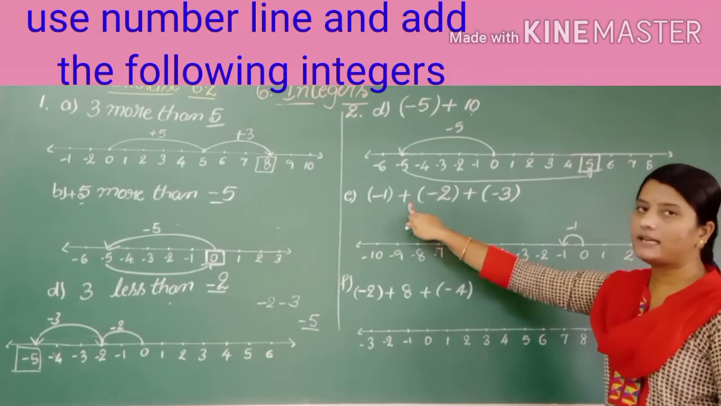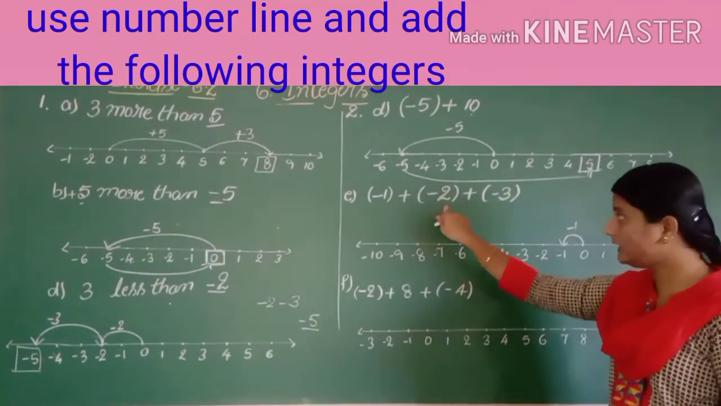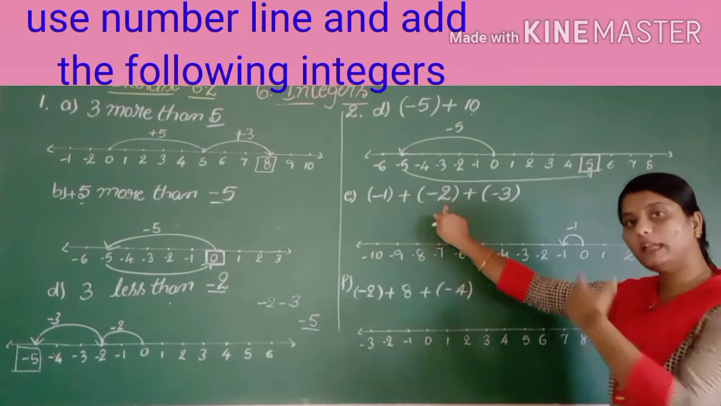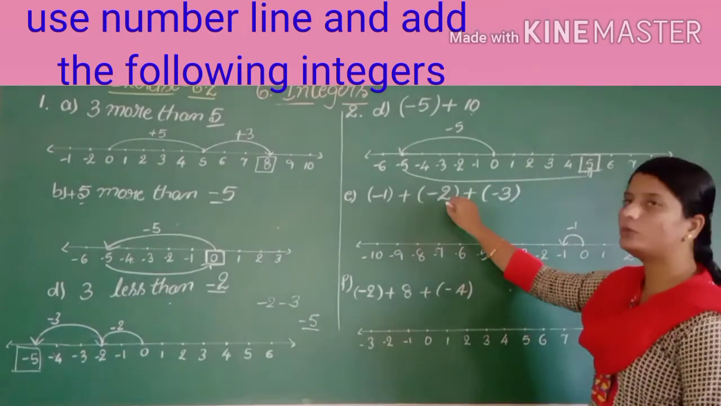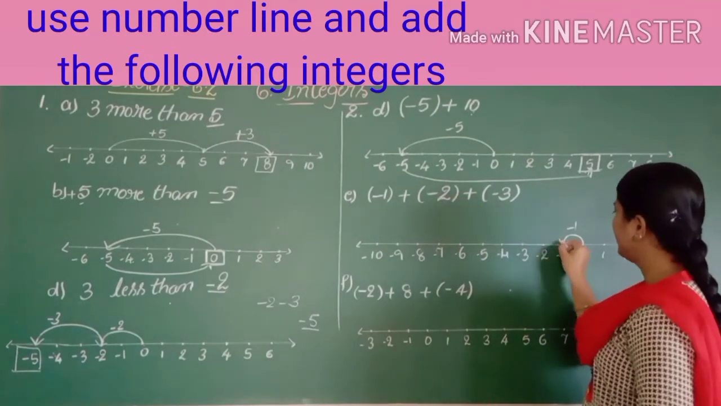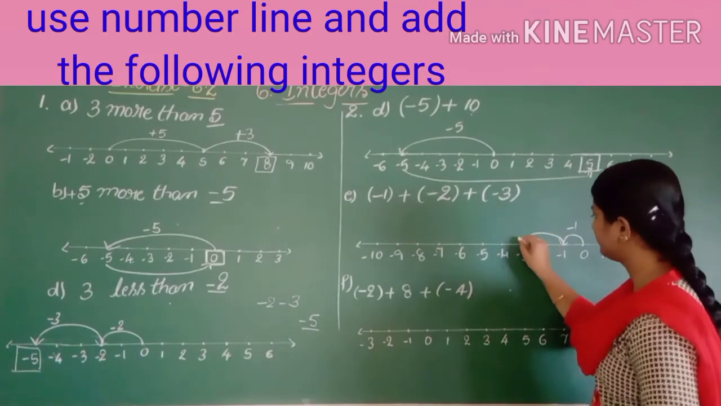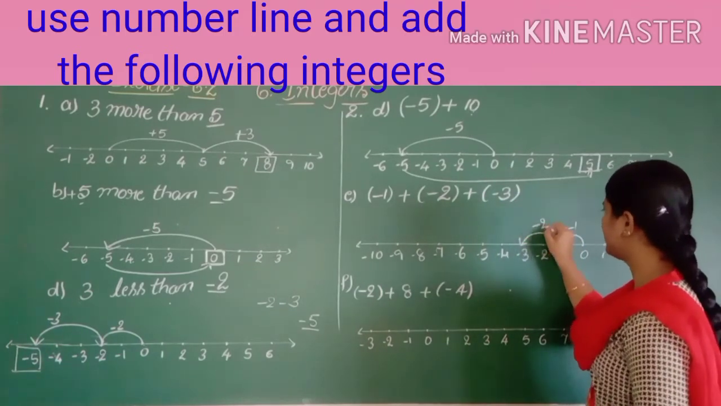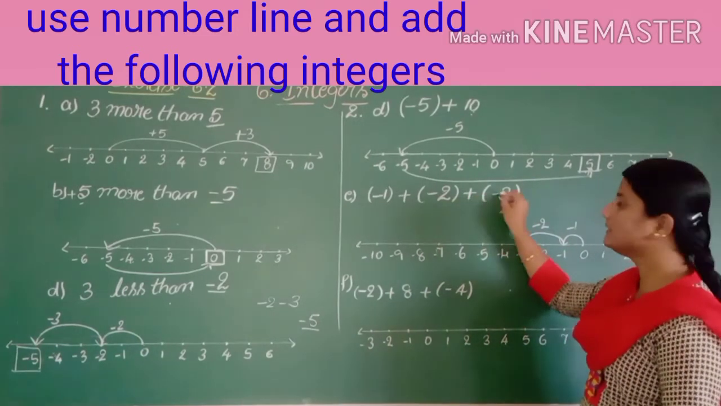Then plus -2. So when we are adding a negative integer, we have to move to the left of the number line, right? Again, how many steps do we have to move from -1? 2 steps. Here there is -1, 1, 2. It is -2.